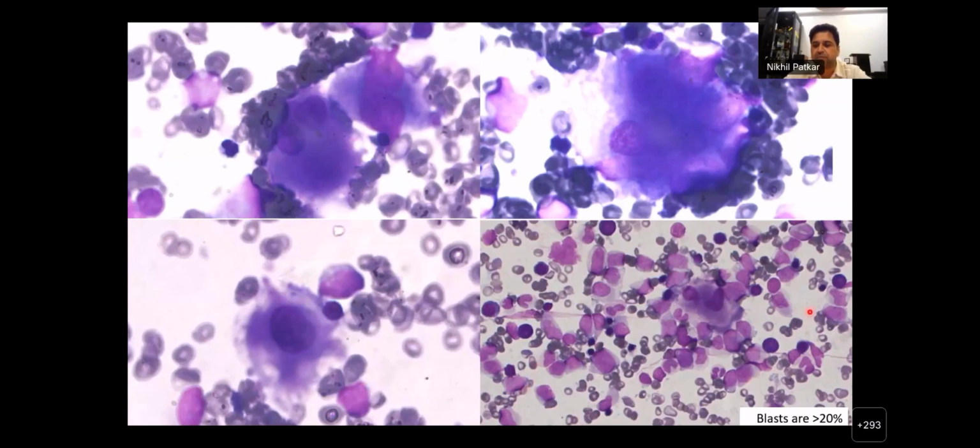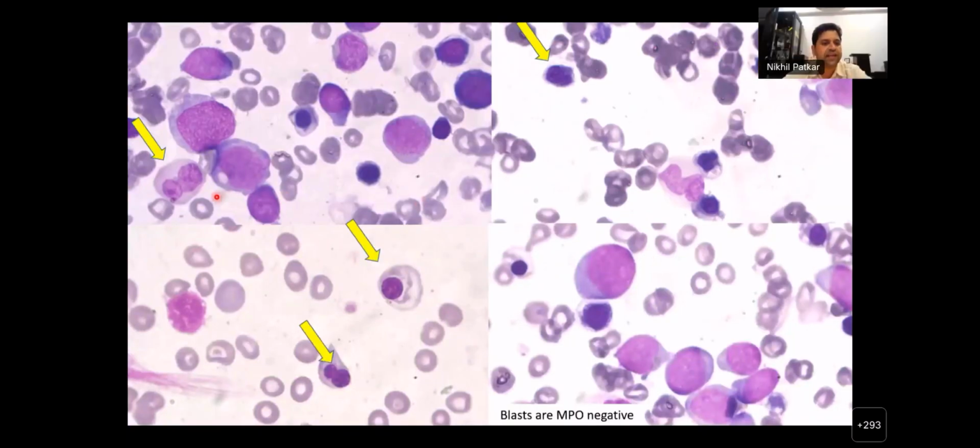Do you think there are lots of blasts here? Yes, sir. More than 20% is a clear estimate, right? Now, what do you think is happening to this neutrophil? The nuclear membrane is irregular. It has indentations and even prominent nucleoli. What's abnormal about it? The cytoplasm is lacking granules. Perfect. The cytoplasm is really hypogranular. So this is a dysplastic neutrophil, would you say? Yes, sir.